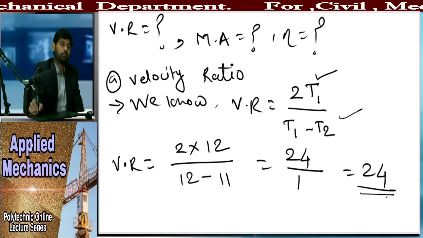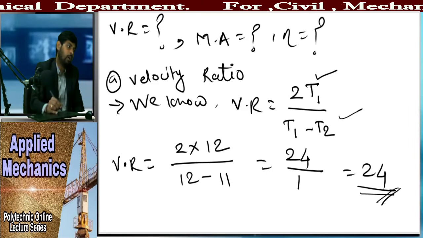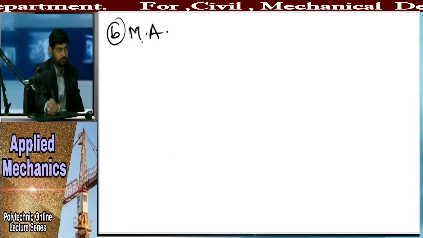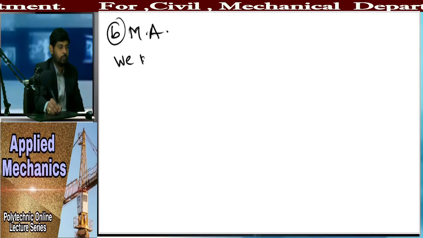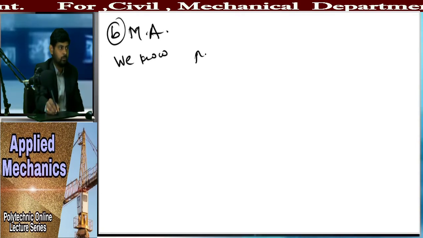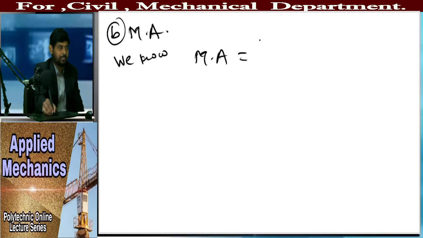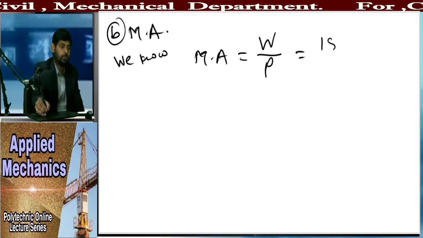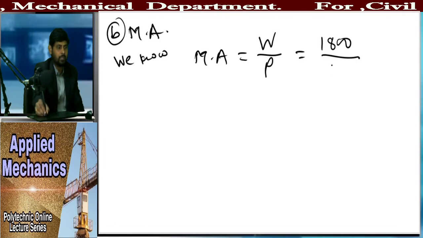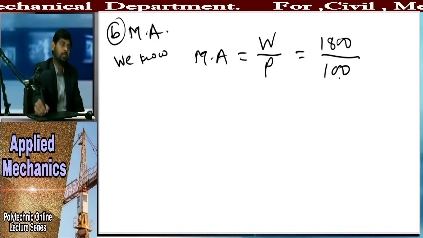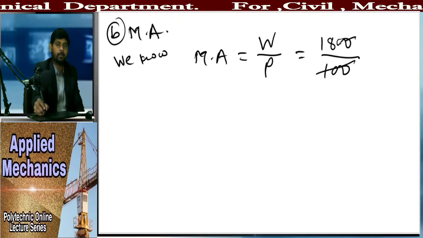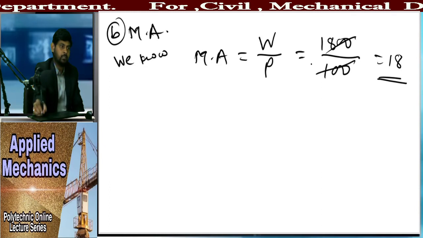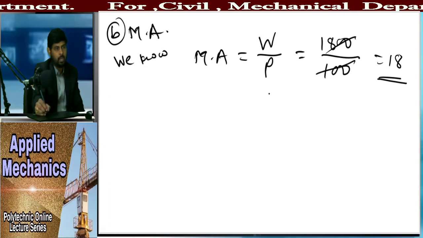So the first term we have found out here. Now the second term, that is the mechanical advantage. Here we know mechanical advantage is equal to W upon P. W is given to us, that is 1800, and P is also given to us, that is 100. So this is 18. So this is the mechanical advantage.